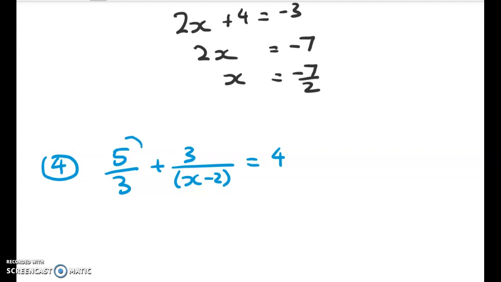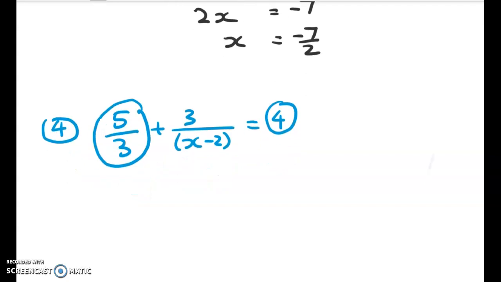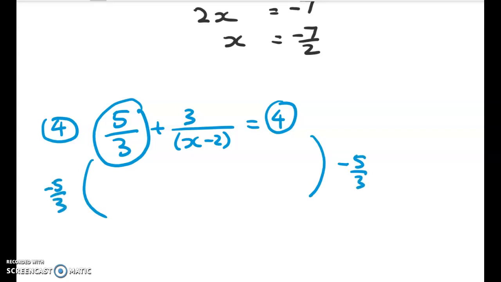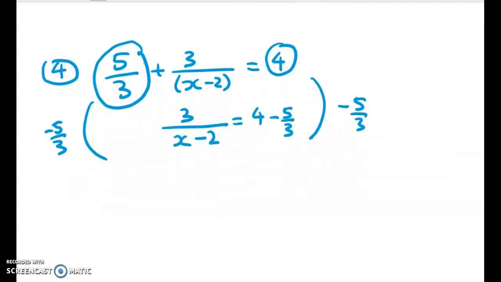So yet again, I can see that I've got a constant here, a number here, and a number here. I'm going to subtract 5/3 from both sides. I'm going to show that with a loop, just so I remember what I've done. Don't have to do that. We've got 3 over x minus 2 is equal to 4 minus 5/3.